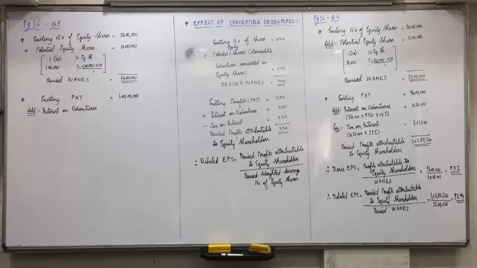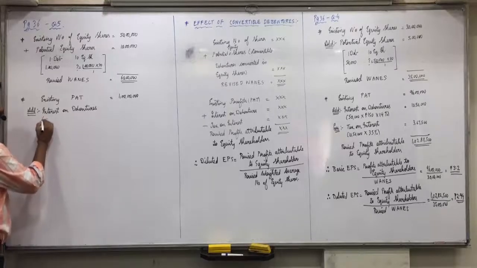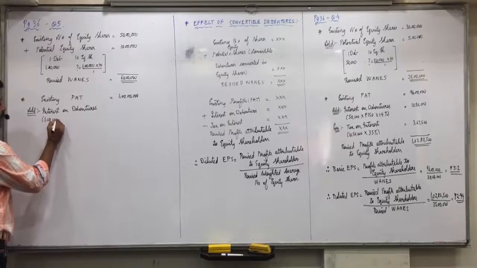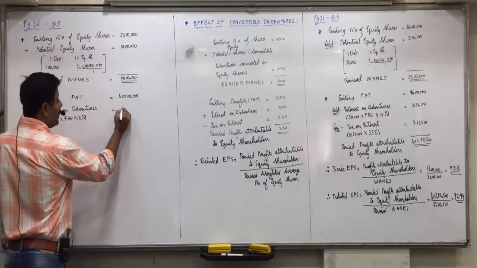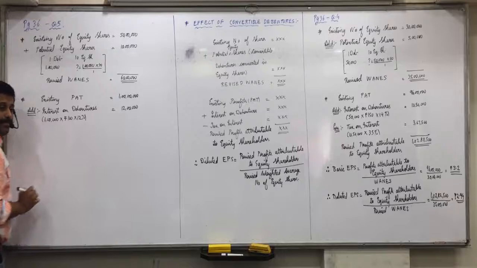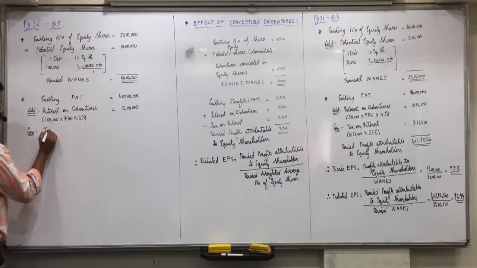1 lakh is not the value, it is the number. That's what I explained in the previous question. 1 lakh debentures of 100 each. What will be its value? 1 crore. So interest 12 lakhs. Okay. How will you count interest on debentures? 1 lakh debentures into rupees 100 into 12%, 12 lakhs. What else? Less tax on interest.